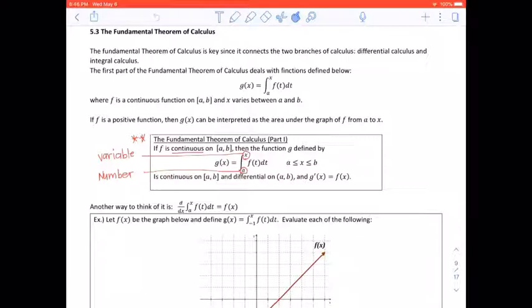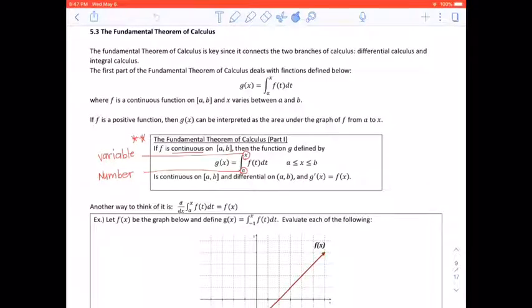G of x is equal to the integral from a to x of f of x dx, where f is a continuous function on [a, b] and x varies between a and b. If f is a positive function, then g of x can be interpreted as the area under the graph of f from a to x.